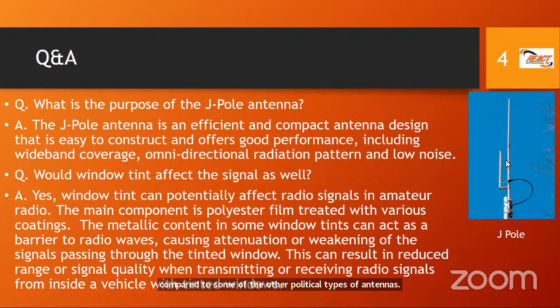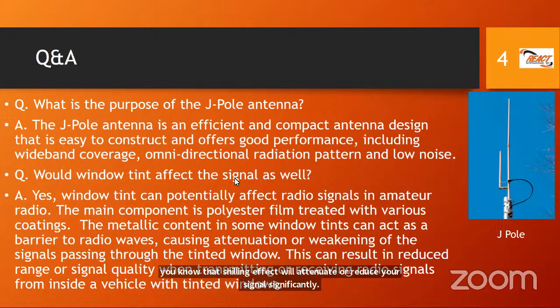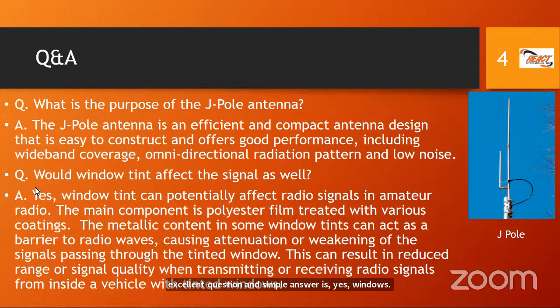All right, next question is, and this was also a very good question, would window tint affect the signal as well? And we were talking about the shielding effect. We had a nice picture of a car and said that if your radio is inside of the car with the antenna, that shielding effect will attenuate or reduce your signal significantly. So the participant asked about tint. That is, again, an excellent question. And the simple answer is yes, window tint can potentially affect the radio signals.